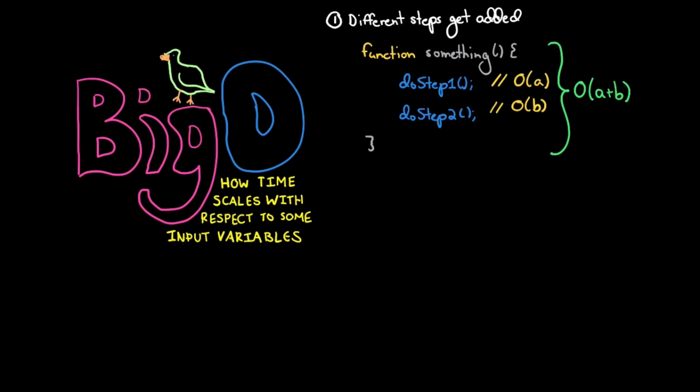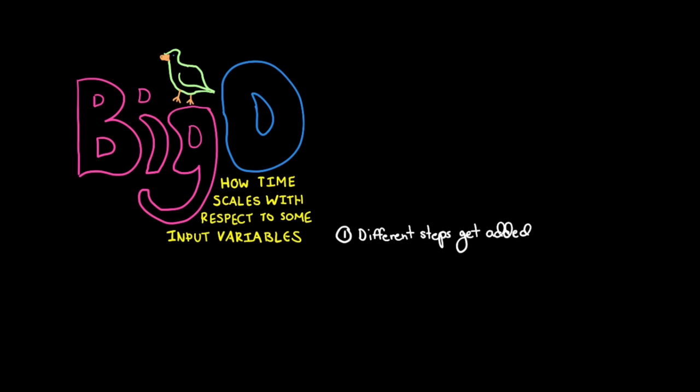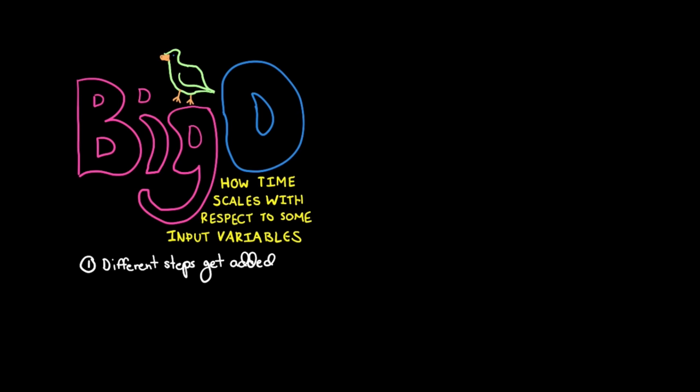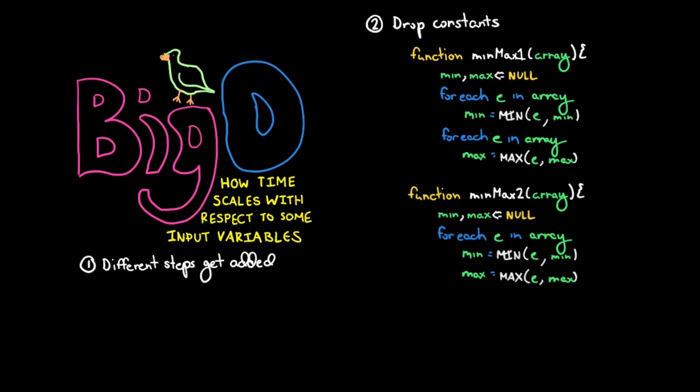The second rule is that you drop constants. So let's look at these two different ways that you can print out the min and max element in an array. One finds the min element and then finds the max element. The other one finds the min and the max simultaneously. These are fundamentally doing the same thing. They're doing essentially the exact same operations, just in slightly different orders. Both of these get described as O of n, where n is the size of the array.